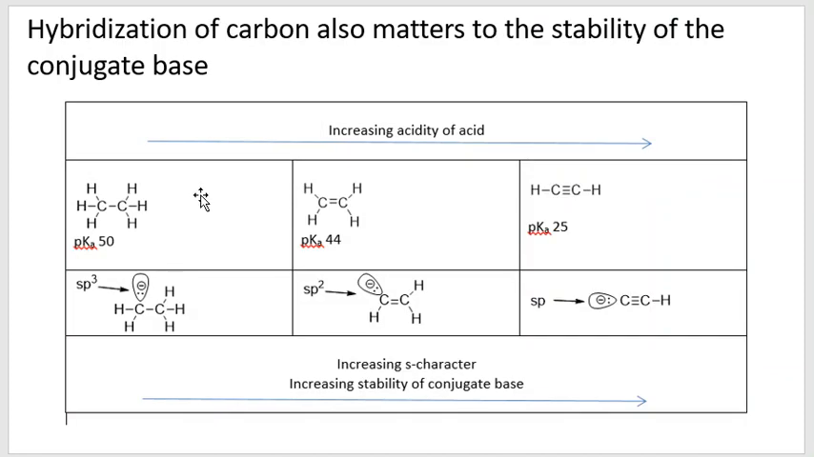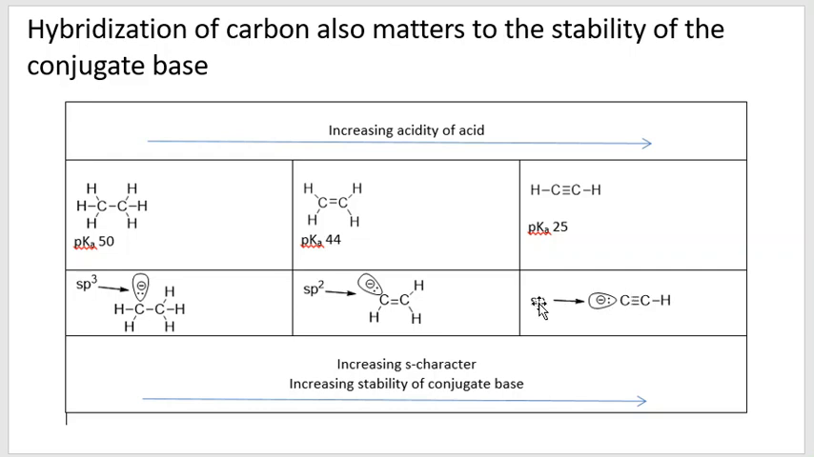So hybridization is second in the table, and the more s character that you have in a hybrid orbital, and actually Klein calls this the orbital effects, but the more s character you have in a hybrid orbital, the more stable the negative charge is because it's closer to the protons of the atom.